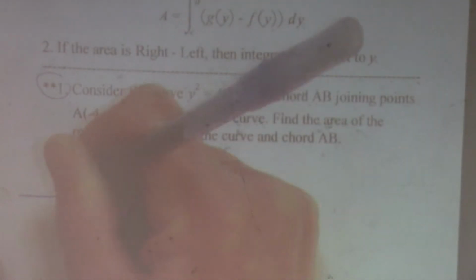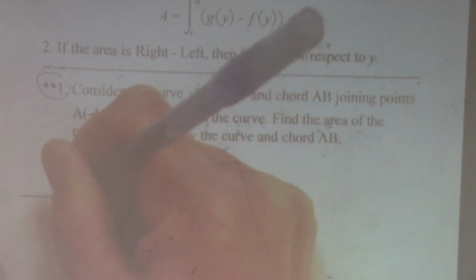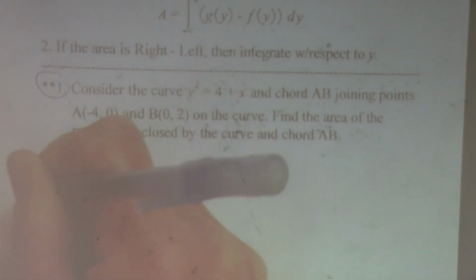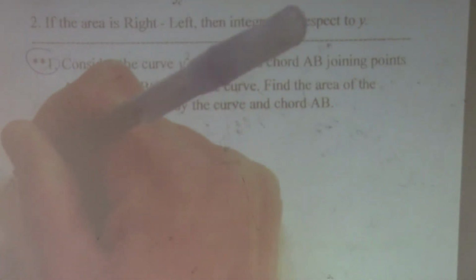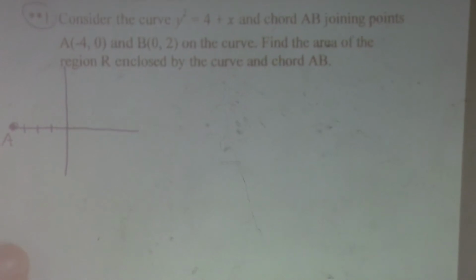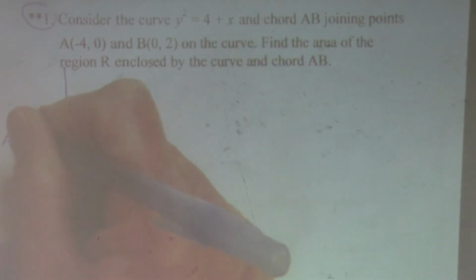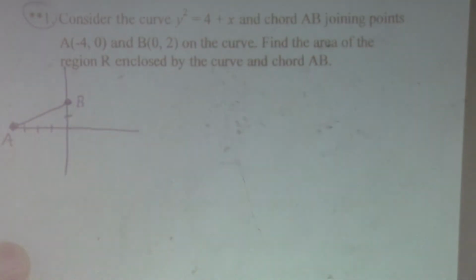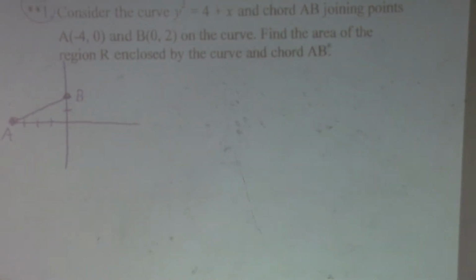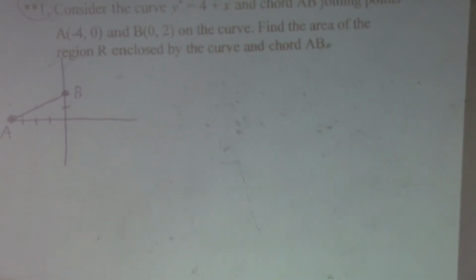And I have negative 4, 0. That's point A. There's point A. And I have 0, 2 to be point B. And that's a chord. So a chord's a line segment. So I could write the equation of that line, which we'll need in a second. But let's see if we can put in the rest of this first. Y squared equals 4 plus x.